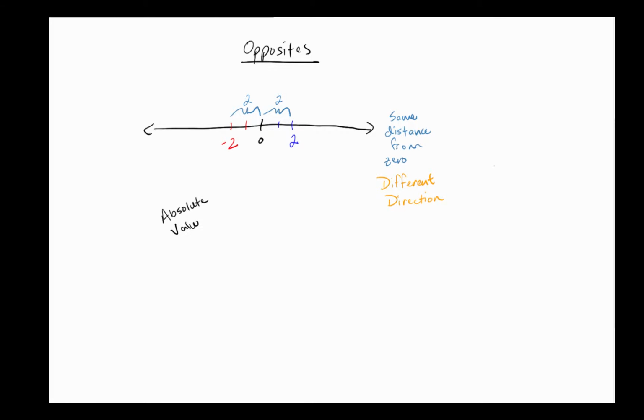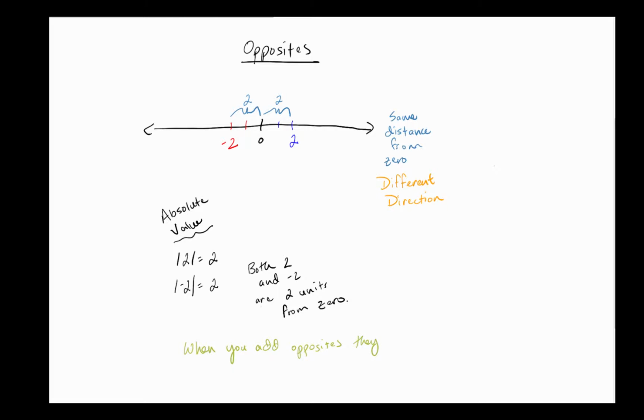Now, we have a term to describe the fact that these are both the same distance from 0. It's the absolute value, the 2 bars around the 2 there. So the absolute value of 2 and of negative 2 is equal to 2 because both 2 and negative 2 are 2 units from 0. Now, when you add opposites, they combine or cancel to 0.